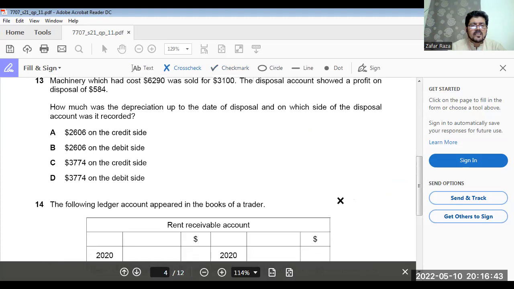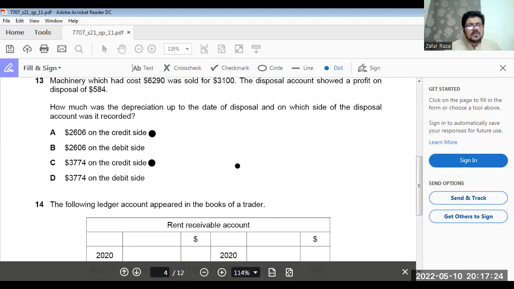Machinery, which had a cost of 6,290, was sold for $3,100. The disposal account showed a profit on disposal of 584. How much was the depreciation to the date of disposal? On which side of the disposal account was it recorded? Okay. Depreciation is recorded on the credit side of the account first. So these two options could be the answer. Getting my point clear? These two could be the answer. So we have to find out which one.